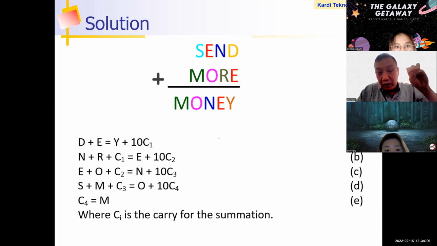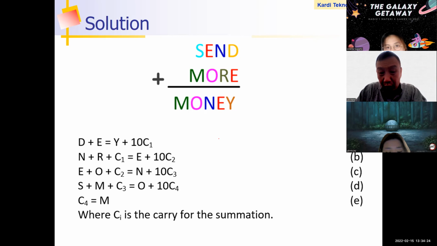And then the same thing, yeah? So the third carry, you put it into the fourth column, right? So S plus M equal O, supposed to be, right? But you have the carry here. So S plus M plus C3, the third carry, equal O plus 10 times the fourth carry. And you know the fourth carry is equal to M. Must be, right? Okay, now you're having these equations.